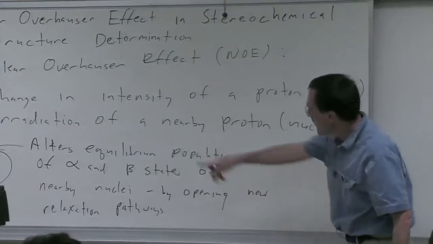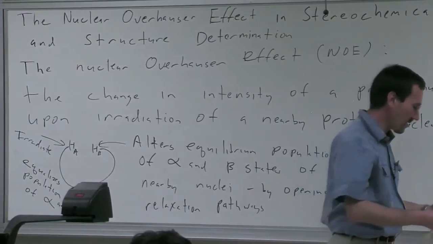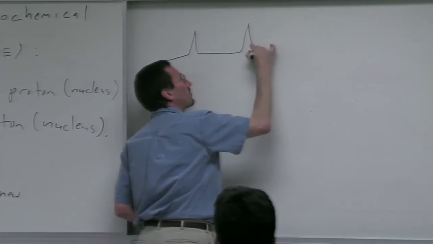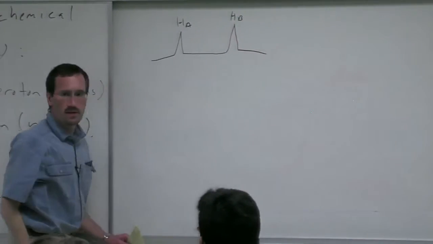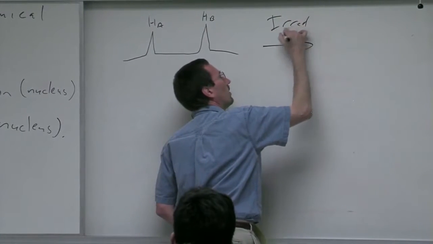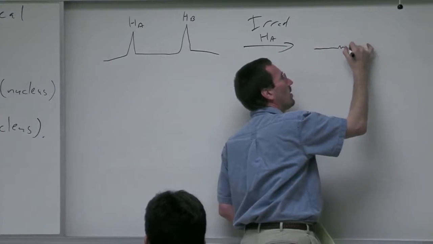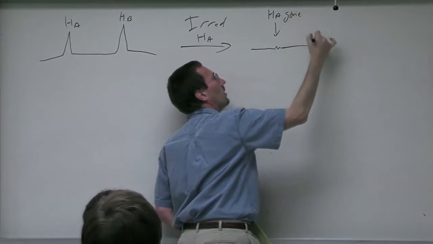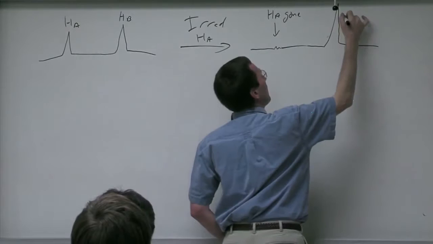Okay, so what does that mean for this hypothetical cartoon of a molecule where you have HA and HB that are near to each other in space? It means that if you have a spectrum that looks like this, where you have HA and HB, if I irradiate HA, now the spectrum changes, and now we don't see HA anymore. And the peak for HB gets a little bit bigger.